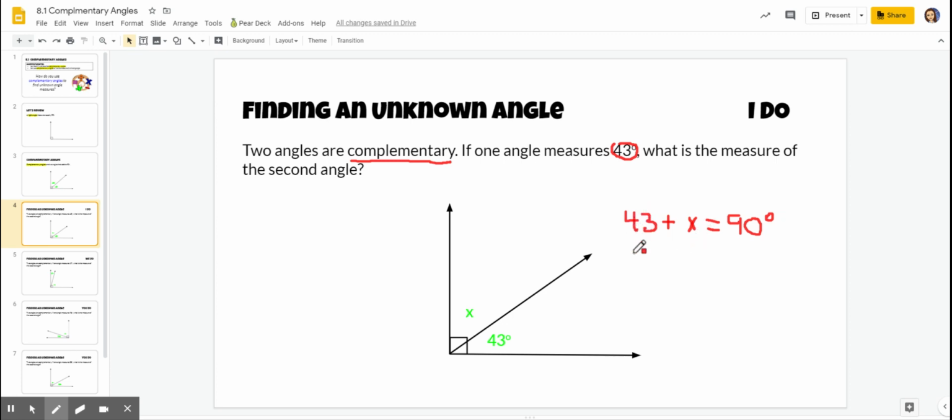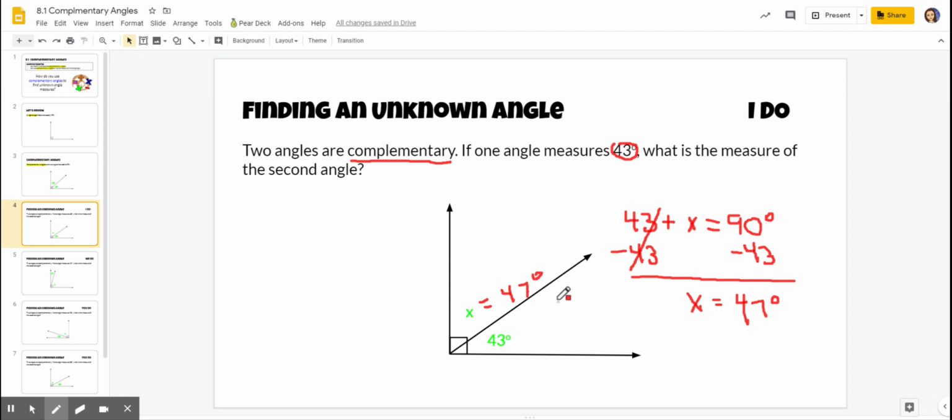In order to get rid of this 43, I'm going to need to subtract 43, and I have to subtract 43 from both sides. 43 minus 43 cancels and gives me 0, which leaves me with x. Then I do 90 minus 43, which leaves me with 47 degrees.